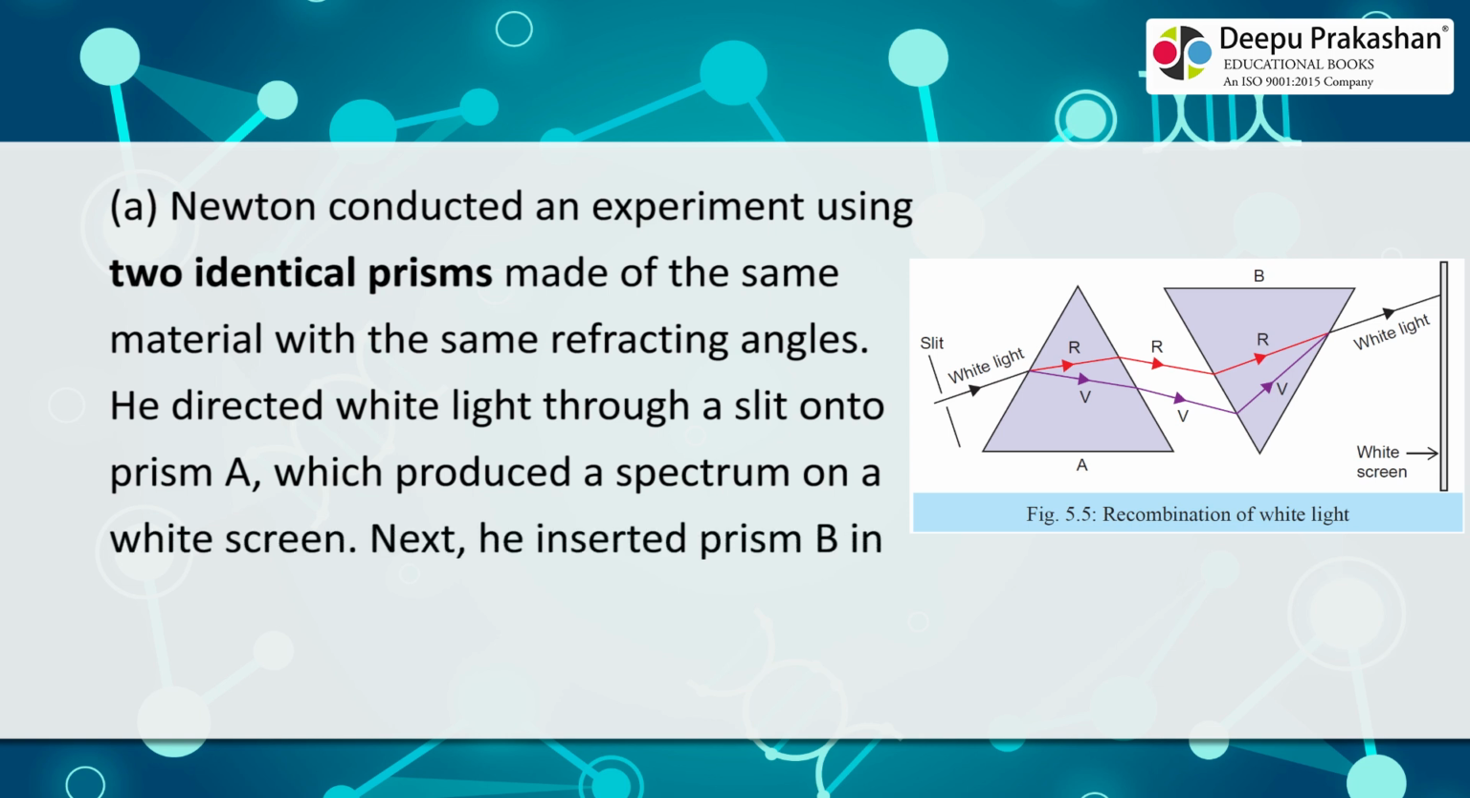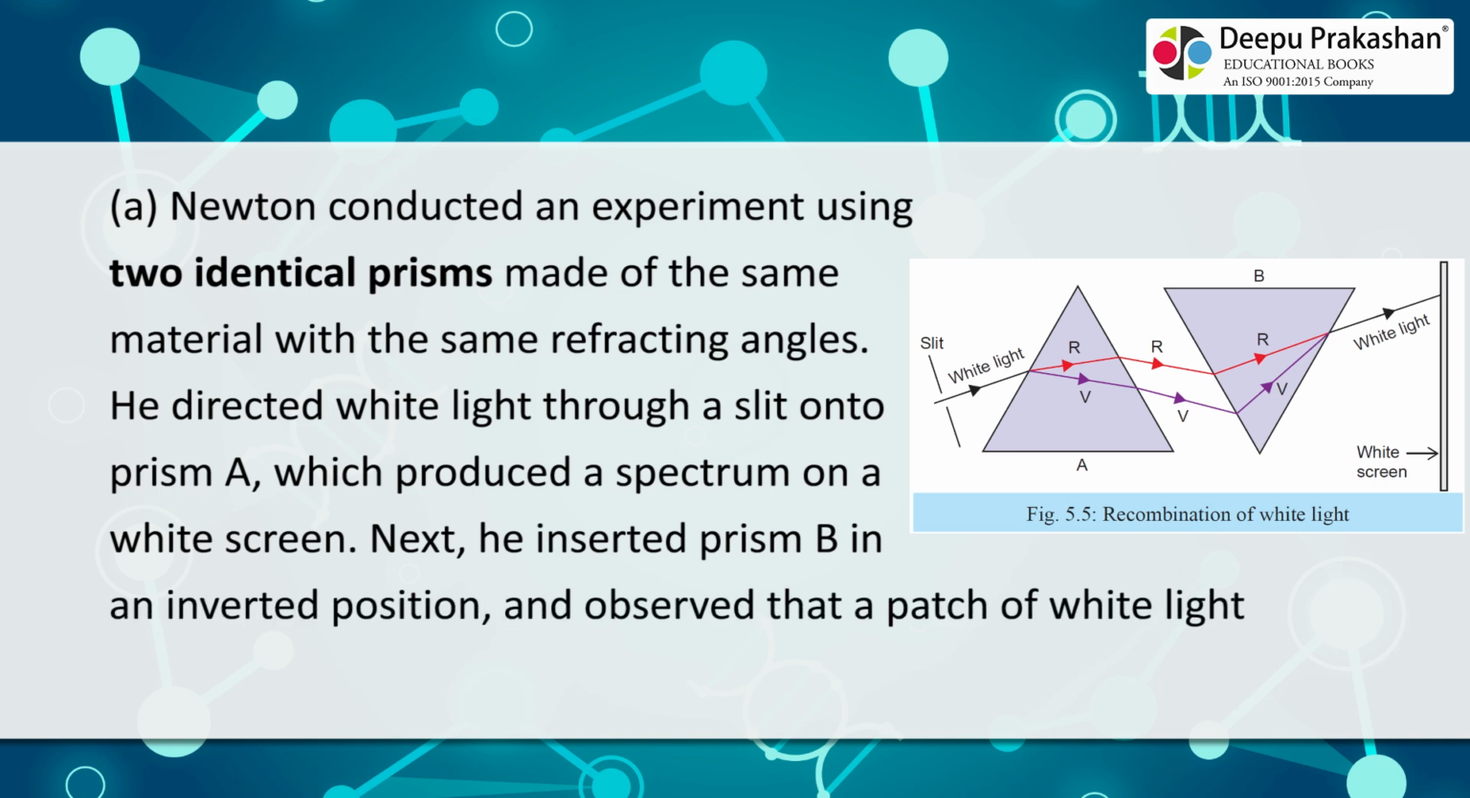Next, he inserted prism B in an inverted position and observed that a patch of white light appeared on the screen. Fig. 5.5. Reason of recombination of colors.